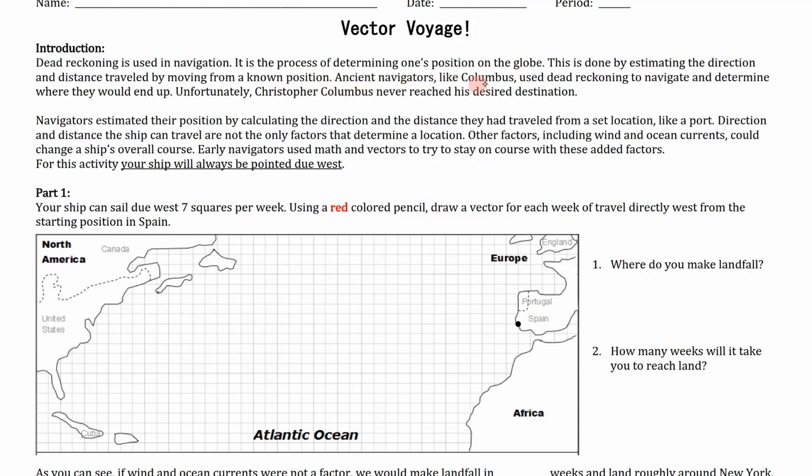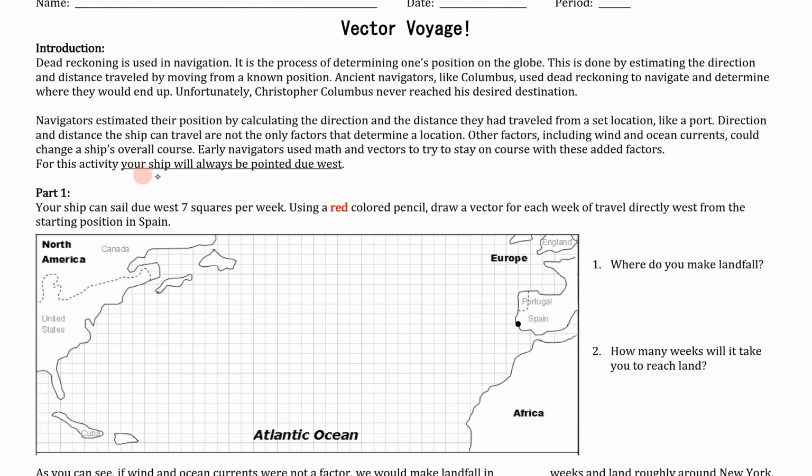Ancient navigators like Columbus used dead reckoning to navigate and determine where they would end up. Unfortunately, Christopher Columbus never reached his desired destination. Navigators estimated their position by calculating the direction and the distance they had traveled from a set location, like a port. Direction and distance the ship can travel are not the only factors that determine a location. Other factors, including wind and ocean currents, could change the ship's overall course. Early navigators used math and vectors to try to stay on course with these added factors.